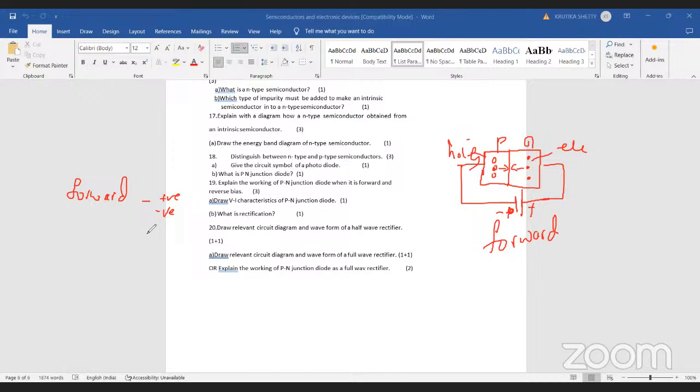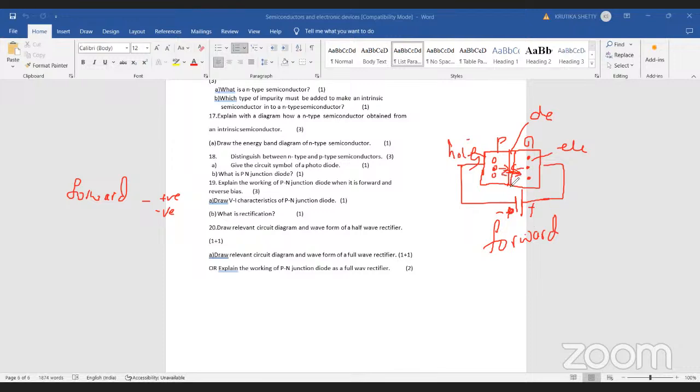Here, the holes are repelled by the positive terminal and the electrons are repelled by the negative terminal of the battery. So when you increase the biasing, the width of the depletion region changes. A layer is formed here, and that layer is called the depletion layer. When we increase the bias strength, the depletion region will increase. Okay, when the bias voltage is slightly greater than the barrier potential, holes and electrons move across the junction.